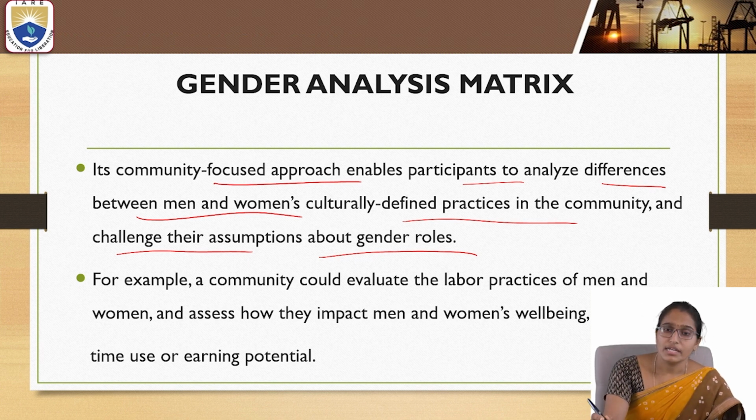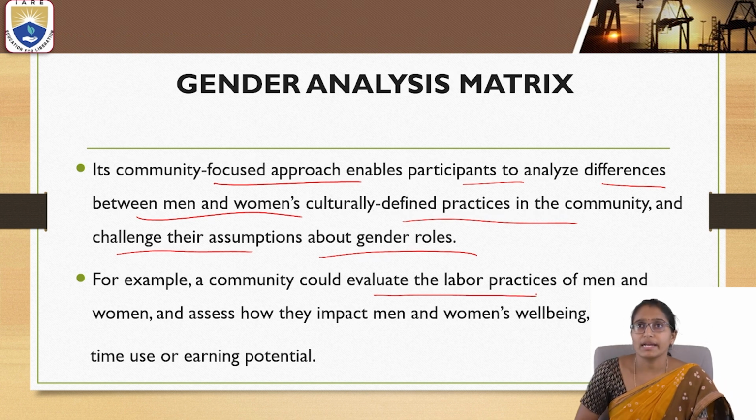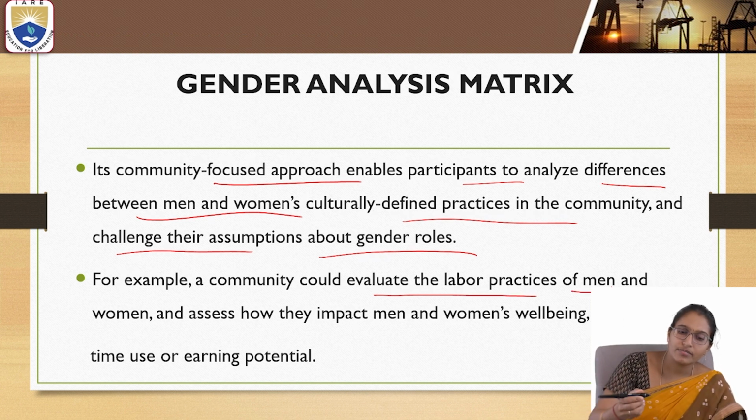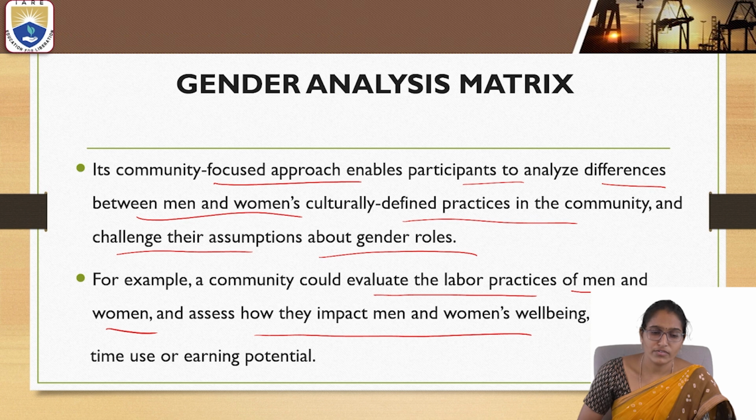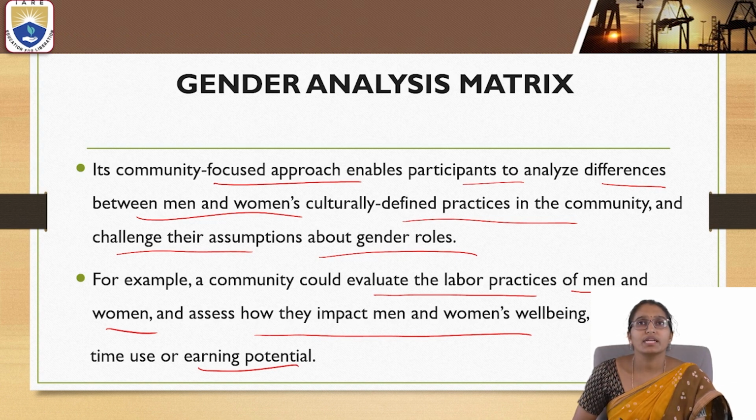For example, a community could evaluate the labor practices of men and women and assess how they impact men and women's well-being, with respect to time, use, and earning potential. So, with respect to money, how it is useful to men and women, and based on time also. In a particular community, for example, for labor work, how it is being treated or how it is effectively useful for men and women, or whether that particular community allows both genders equally to go for the work or not.